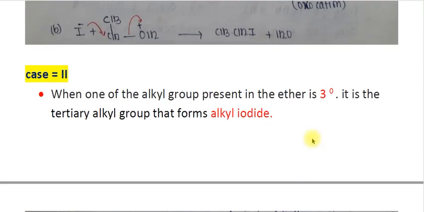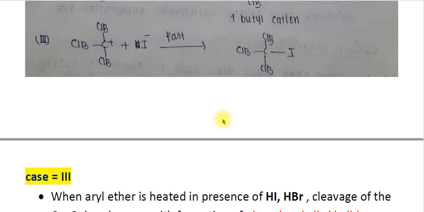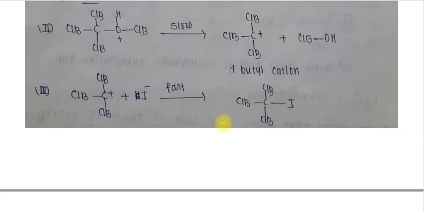So the condition is: when one of the alkyl groups present in the ether is tertiary, it is the tertiary alkyl group that forms the alkyl halide. Here also the tertiary alkyl group forms the alkyl halide.